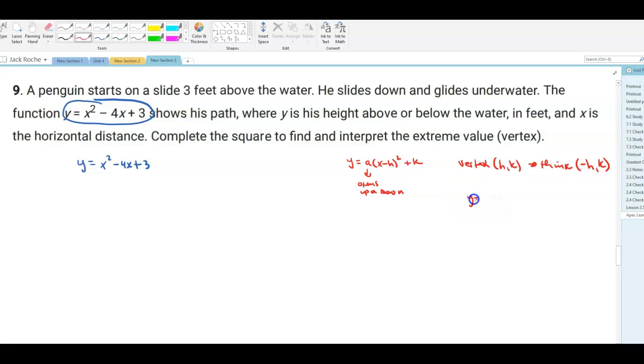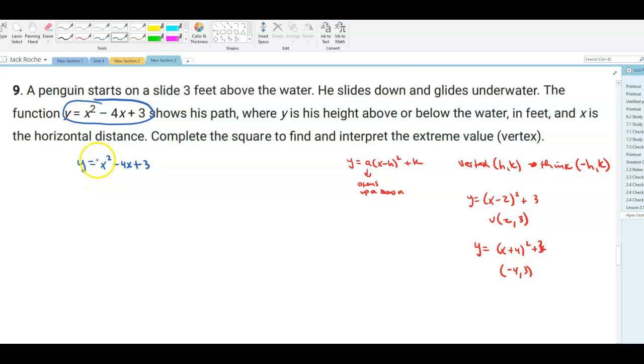Meaning, if I give you the function y equals (x minus 2) all squared plus 3, my vertex would be at the opposite of negative 2, which is 2, comma 3. Okay, if I gave you another one, (x plus 4) all squared plus 3, my vertex would be at the opposite of positive 4, which is negative 4, comma 3. So you only change the sign on the inside of the parentheses.